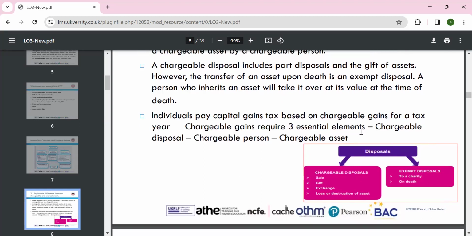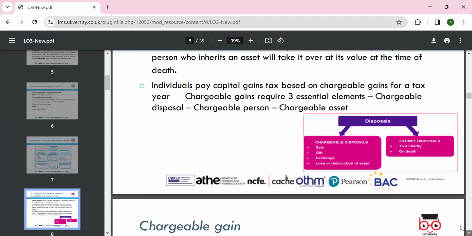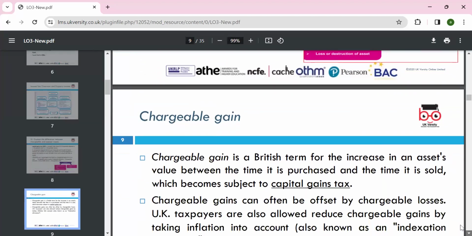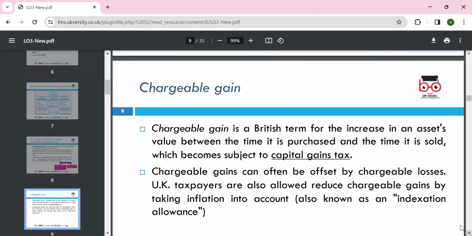Now, disposal: we can look around sales, gift, exchange, loss. Exempt disposals include those to charities and on death, so there is no tax to pay. Then we look at the chargeable gain. The gain is a British term for the increase in the asset value between the time of purchase and the time of sale. It becomes subject to capital gains tax.